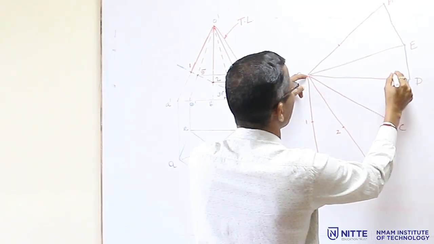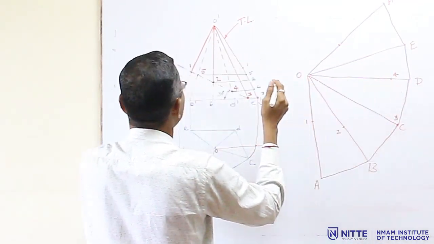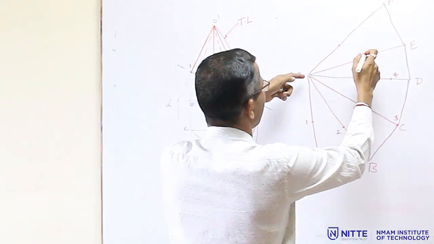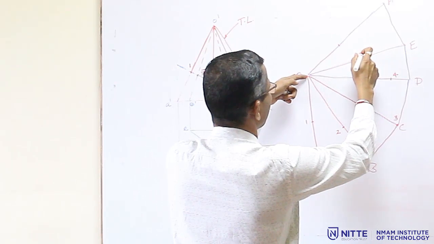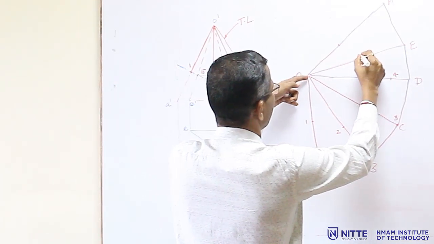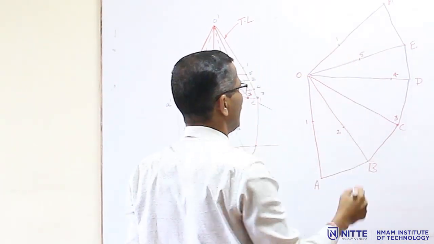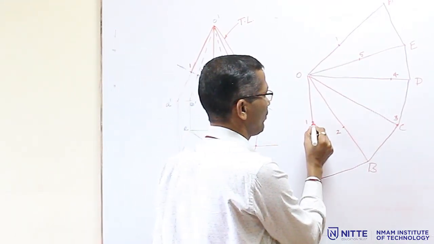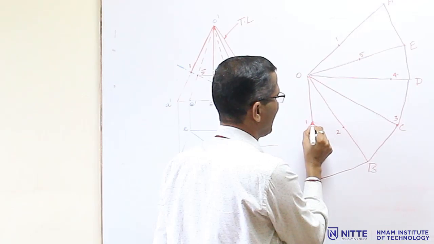This is the point 4. And 5 is on EO. Measure this and mark like this. This is 5. Now you have to connect all these points, that is 1, 2, 3, 4, 5 with straight line segments.